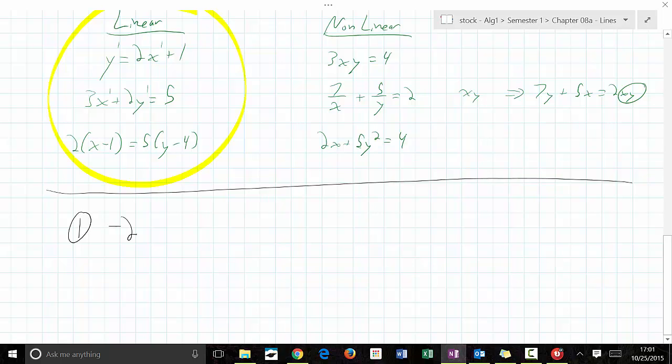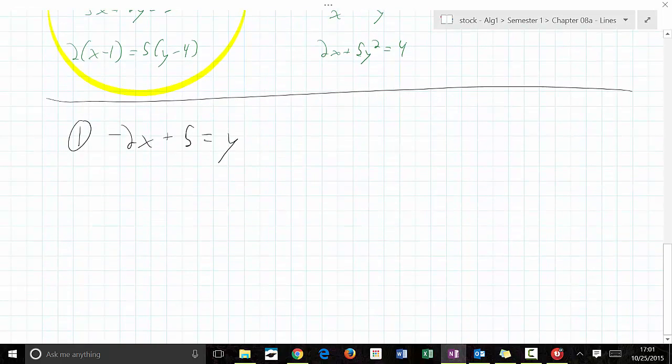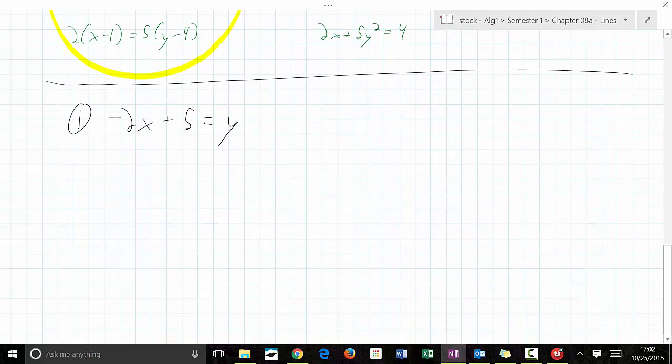We're going to do negative 2x plus 5 is equal to y. Now, this kind of graph is just a little bit different. What I'm going to do with this is look at it and see, first of all, it is linear. I've got a first power and first power here. But what I want to do is find the x-intercept and the y-intercept. Those are two separate points.